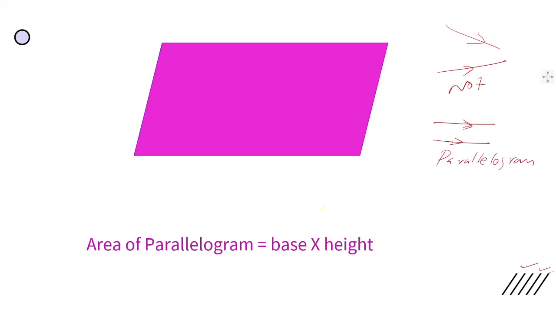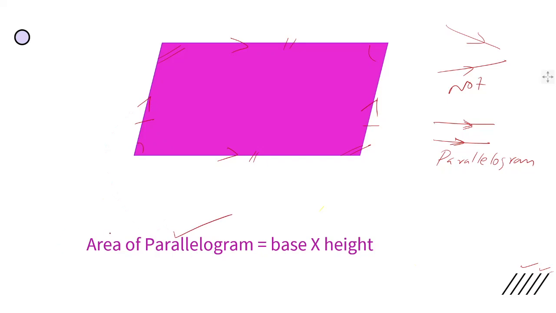So what is a parallelogram? A parallelogram has opposite sides parallel. Look here, this one and this one are parallel, and this one and this one are parallel. What peculiarities are there? Opposite angles will be congruent. This angle is equal to this angle. Opposite sides are congruent. The length of this side is equal to this side. Such a figure is named a parallelogram.